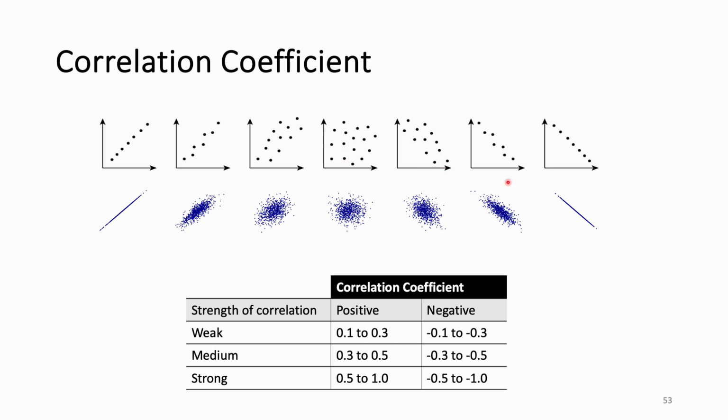Here we have the negative correlations. Again, here we have a weak negative correlation. As the values of x increase, the values of y decrease. Here we have a medium negative correlation, and then here we have a strong negative correlation. And if we have a value of -1, then we have, as we said, a perfect negative correlation.